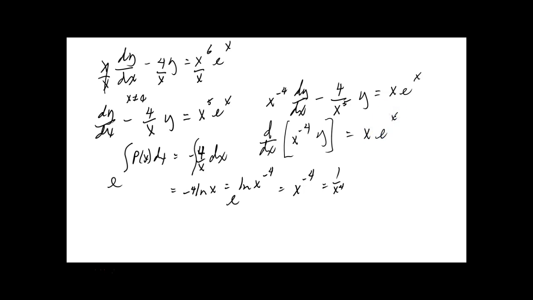So what are we going to do with that perfect derivative? Write it as a differential, integrate both sides, and what do we get? This just gives you x to the minus 4 times y is equal to, SpaghettiOs. Can we do that? Integral?